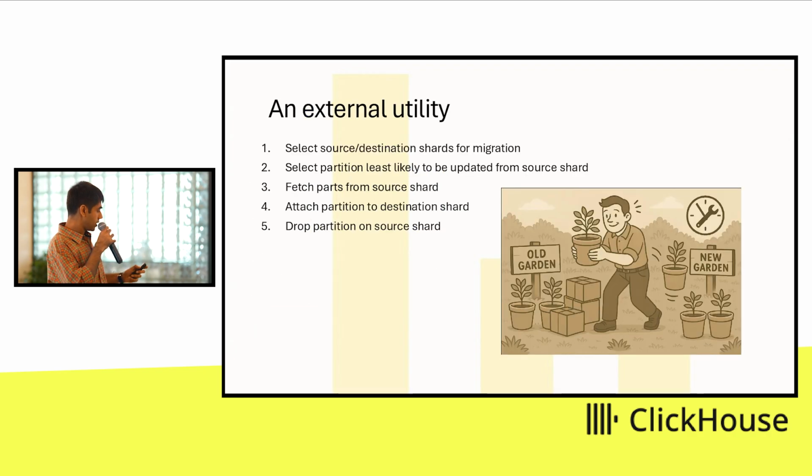And this was our use case, and around this we designed our solution. So our solution was basically to use an external script, which would be triggered only when we do an upgrade. On a high level, this script would, and we'll zoom into some of the parts: select source and destination shards for migration. Select a partition which is least likely to be updated. We'll look at what that means later. Then fetch parts within the selected partition from the source shard. Attach the partition after moving all the parts on the destination shard, and drop the partition on the source.